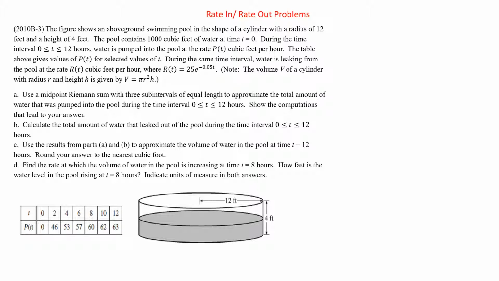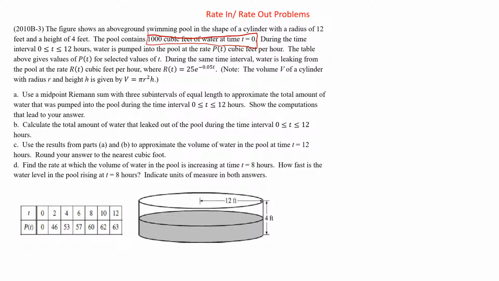There's a lot of writing on this one. In this problem you have, in your book as well. So it says the figure shows an above ground swimming pool in the shape of a cylinder with a radius of 12 feet and a height of 4 feet. The pool contains 1,000 cubic feet of water at time t equals 0. That right there is your initial condition. At time 0, it has 1,000 cubic feet of water. That's going to come into play in part D.